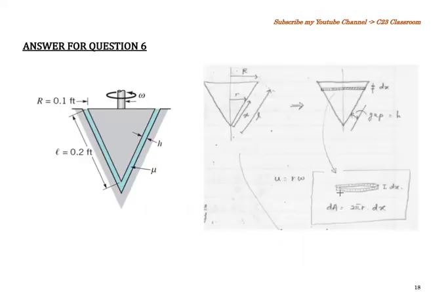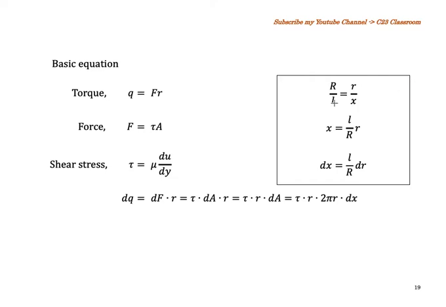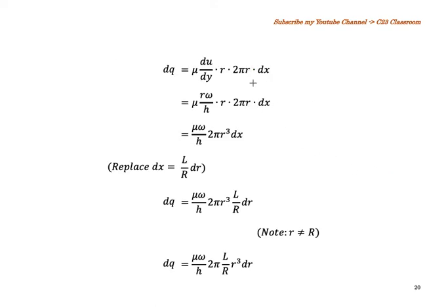We refer to the previous calculation that we did. So we have this kind of drawing. Based on this drawing, we could say that the ratio of capital R over L is equal to the ratio of r over x. Then we could write dx is equal to L over R times dr. Then we substitute this value into this one.